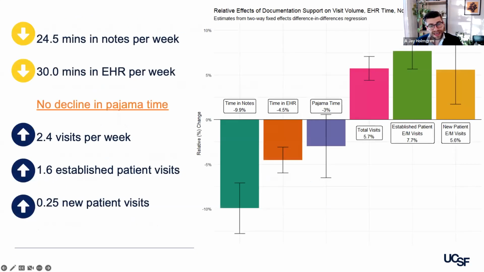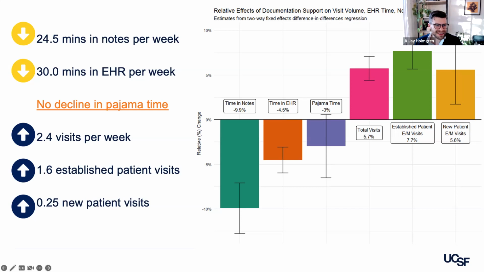And the effect is big. So we can see a 10% reduction in time spent in notes per week. We can also see an overall 5% reduction in time spent in the EHR in general per week. We don't see any changes in the amount of pajama time. So similar to our previous study that we discussed in residency, this is a really medical culture thing, and it's going to be hard to break. There just might not be time in the day.